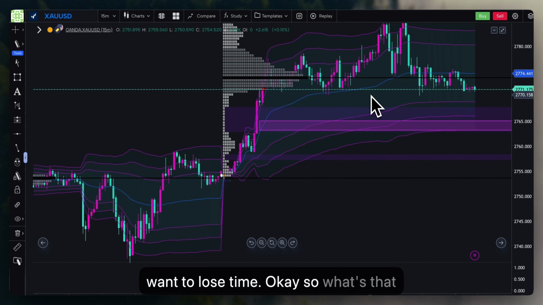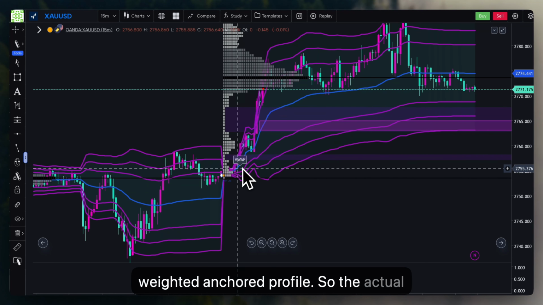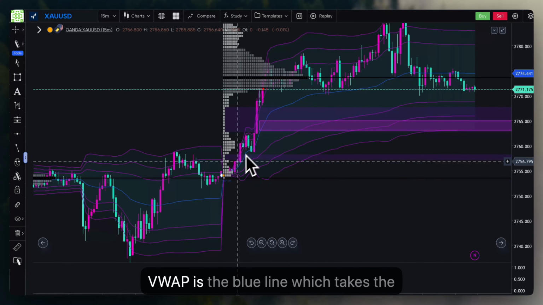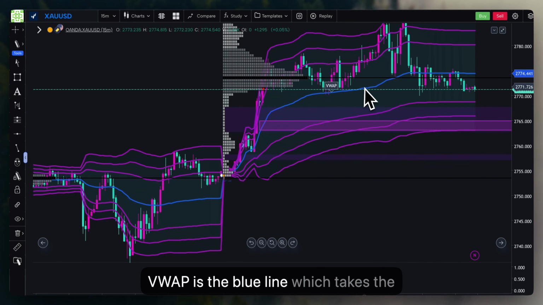Okay, so what's VWAP? VWAP stands for volume weighted anchored profile. So the actual VWAP is the blue line which takes the volumes and creates a line based on volumes. It has the same function as a Fibonacci tool, but it's way more precise.